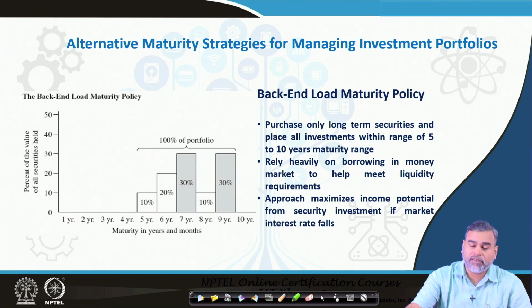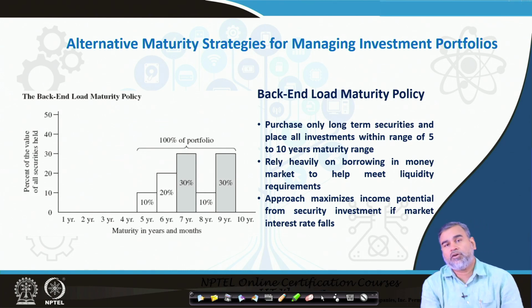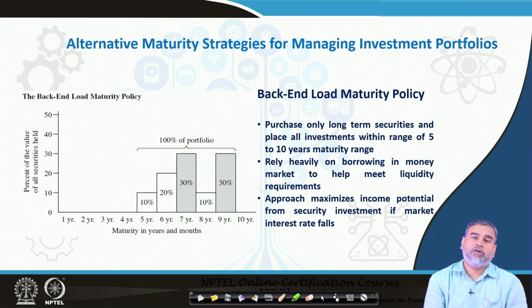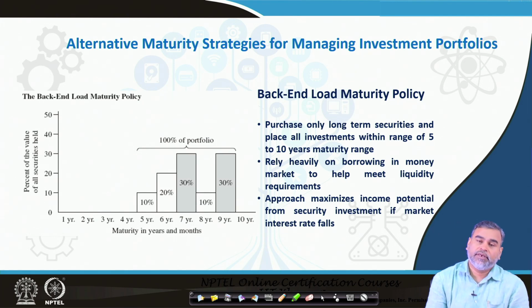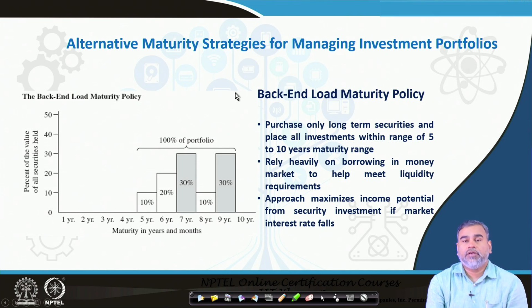We already know that long term securities are riskier than short term securities. In that context, if we go for this kind of maturity policy, then we can extract more return if our expected interest rate in the future is going to be declining. So, that is the back end load maturity policy, which can be used by commercial banks for minimizing risk or maximizing return.